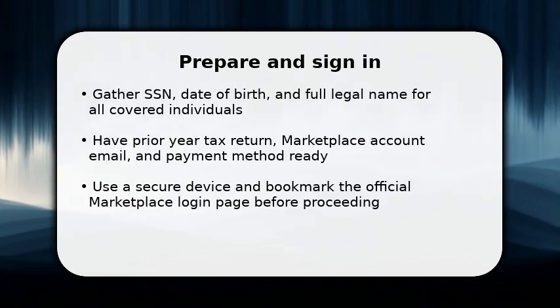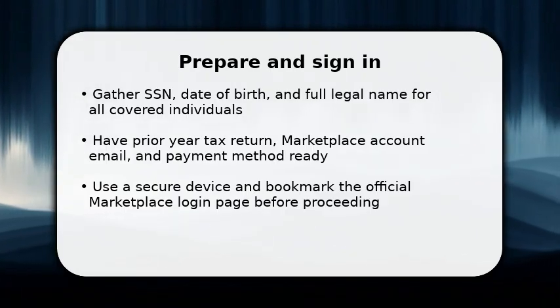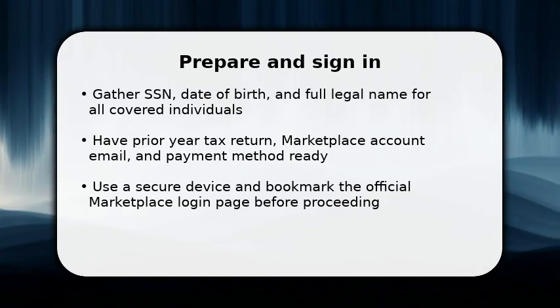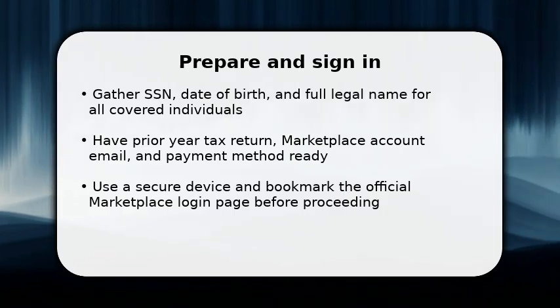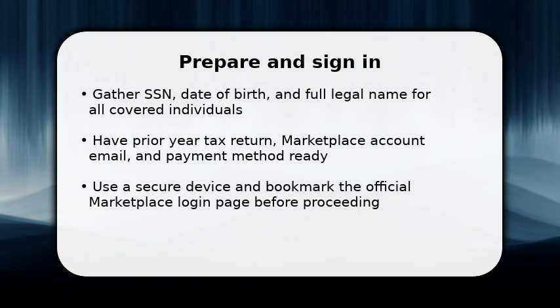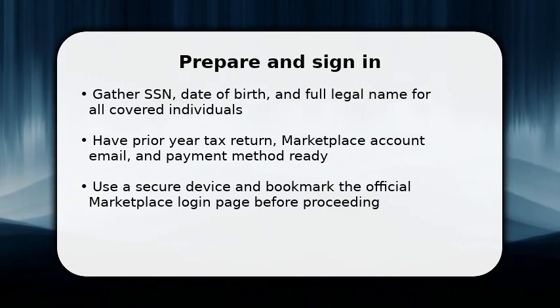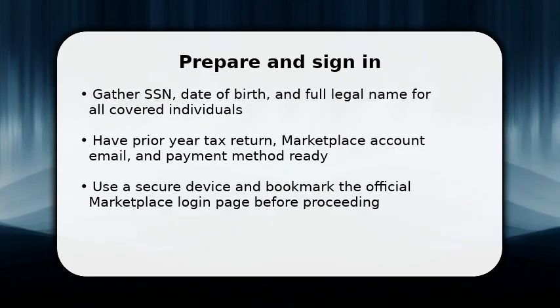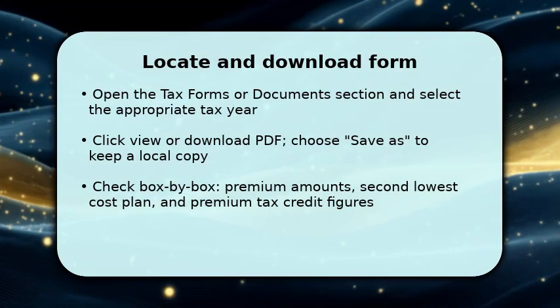Menus differ by state. Make sure the covered household and policy year match what you need. If not, select the correct year from the drop-down. This avoids pulling the wrong 1095A and saves you time. Once done, find the 1095A link and click to display the PDF.